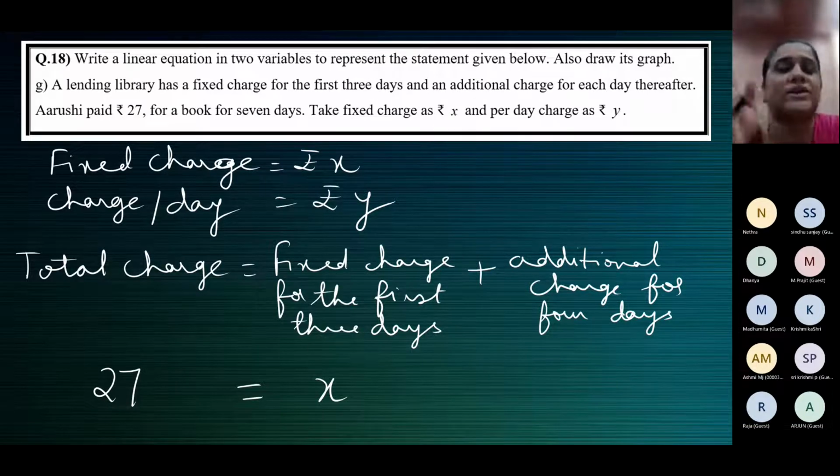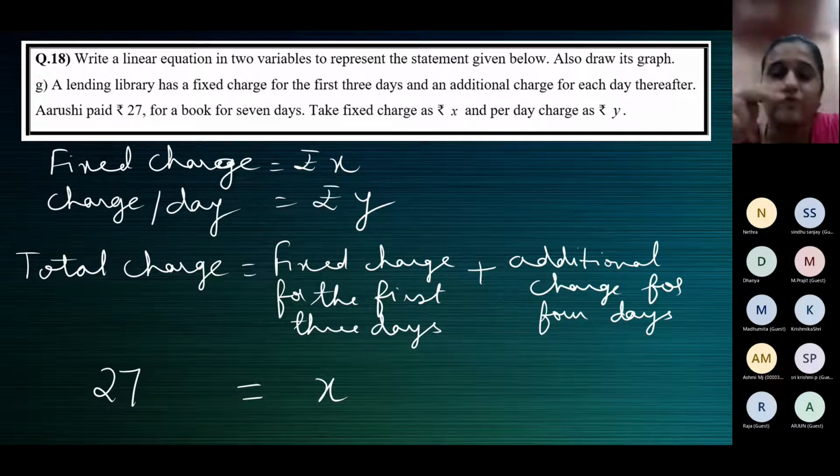So supposing the fixed charge is 25 rupees for 3 days. That means if you have the book for 1 day, you pay 25 rupees. For 2 days, 25 rupees. For 3 days, 25 rupees. That's the fixed charge, 25 rupees for 3 days.